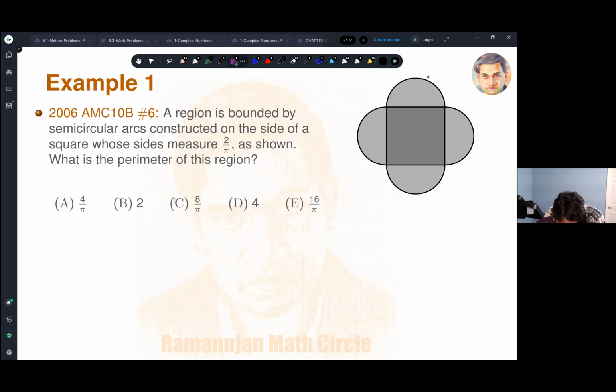Okay, so now we're going to be looking at an example. I'll read the example, I'll give you some time to solve it, and then we'll come back and discuss. A region is bounded by semicircular arcs constructed on the side of a square whose sides measure 2 over pi, as shown. So this is 2 over pi. What is the perimeter of this region? Like I said, we'll come back and discuss after some time.